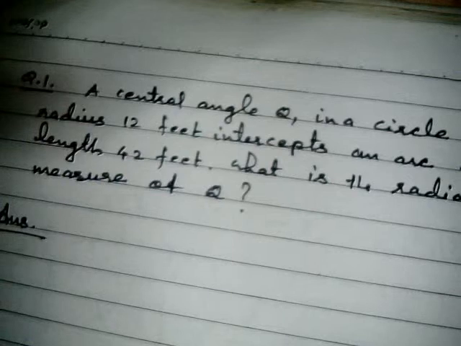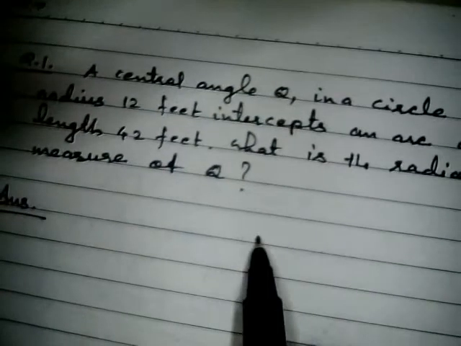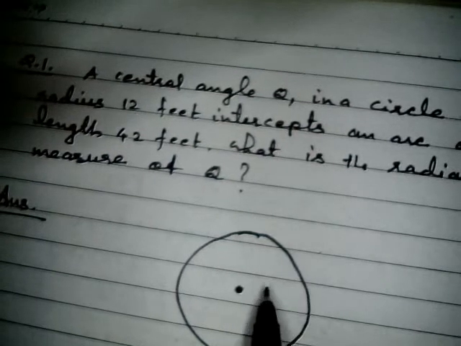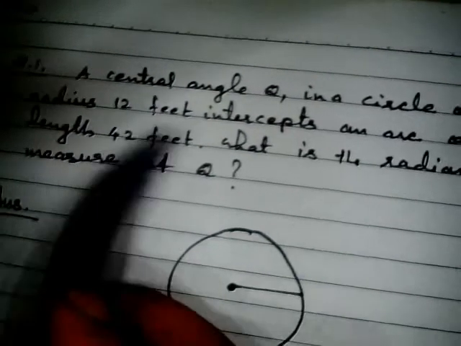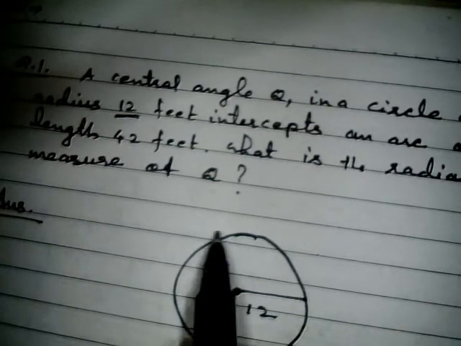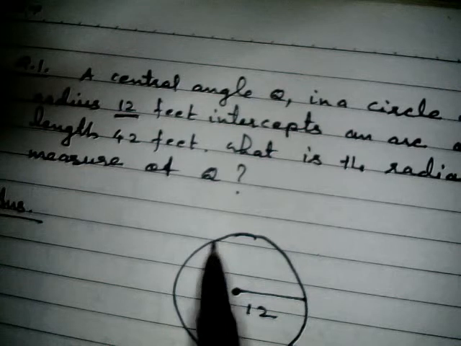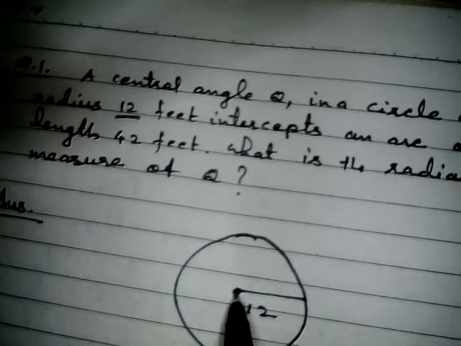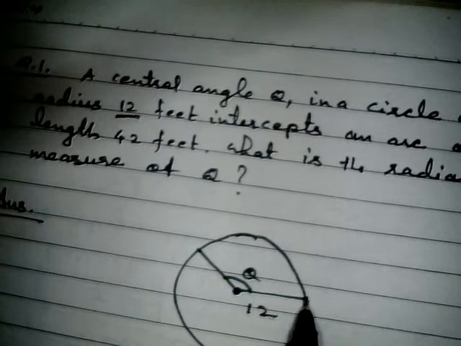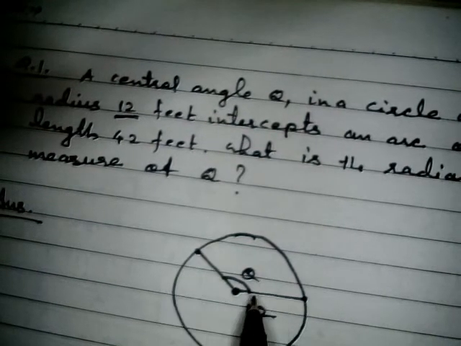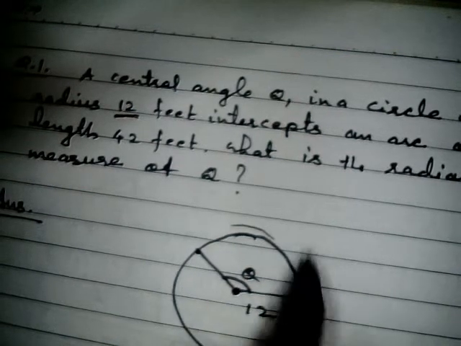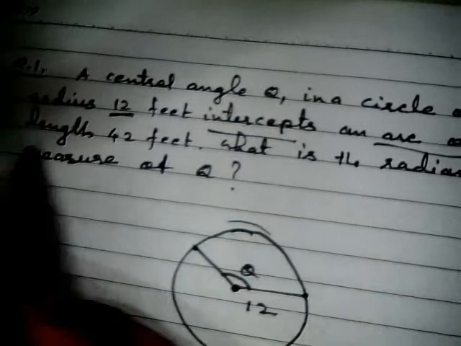If I draw the figure as per this language, this is your circle, and the radius of this circle is 12. This radius will be rotating and is going to cover some part of the circle, making an angle theta. This is the angle made by theta when it is rotated from this point to this point, and it intercepts an arc of length 42 feet.